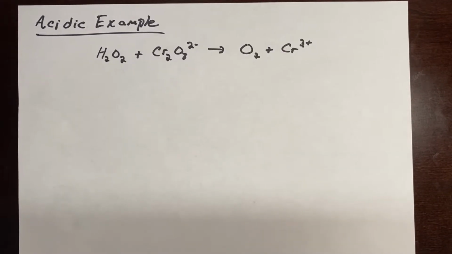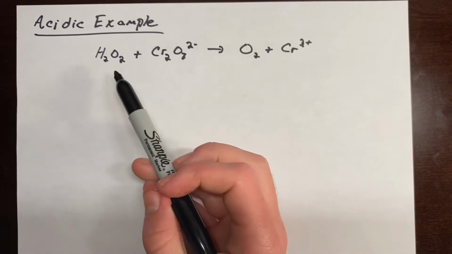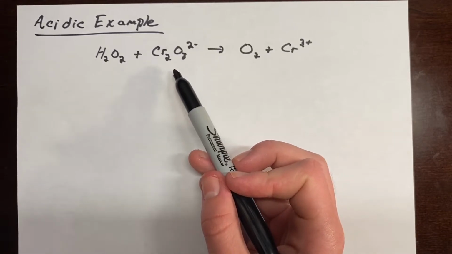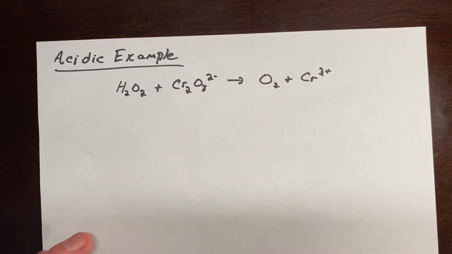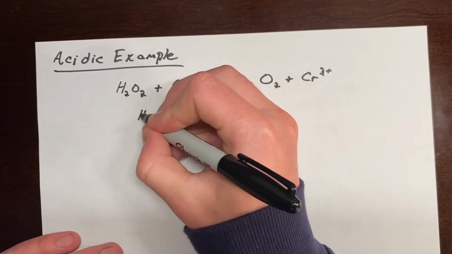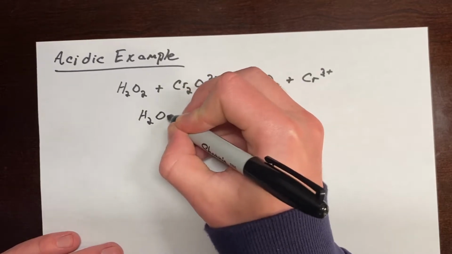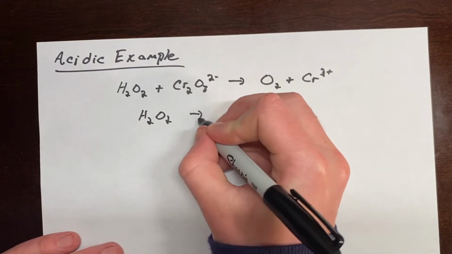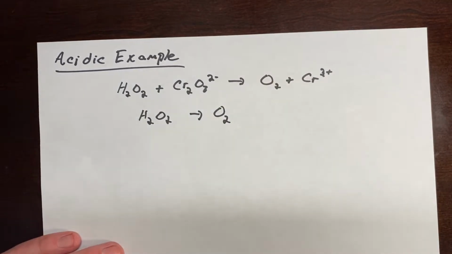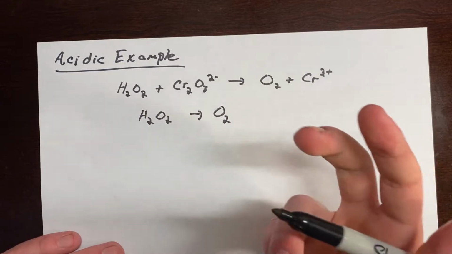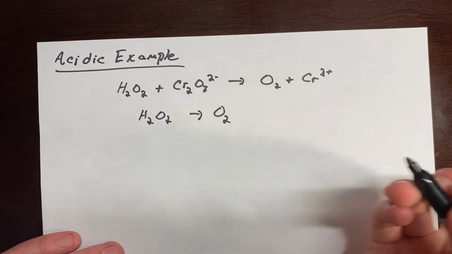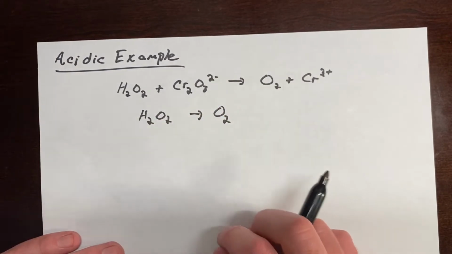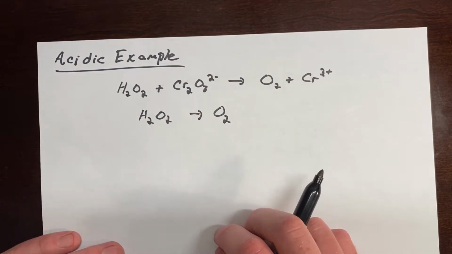Okay, so for our acidic example, we have hydrogen peroxide and dichromate to form oxygen and chromium. And so first, we're going to split them into two equations. And our first half equation will be hydrogen peroxide to form oxygen. And we don't need to balance any elements that are not hydrogen and oxygen, since we only have hydrogen and oxygen. And we don't have to balance the oxygens either, because we have equal amounts of both.